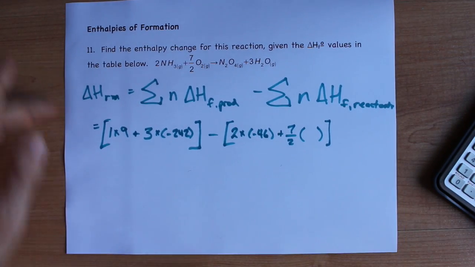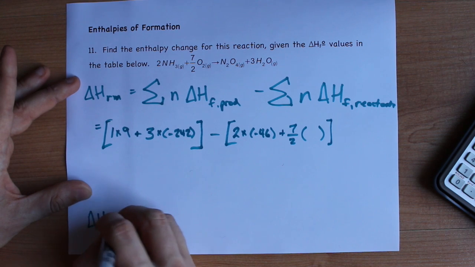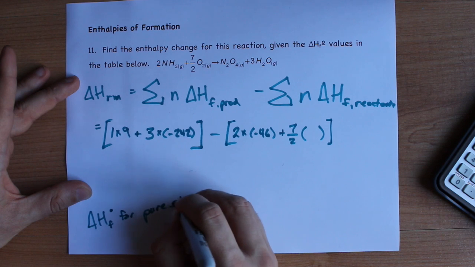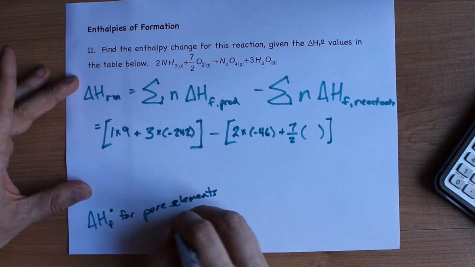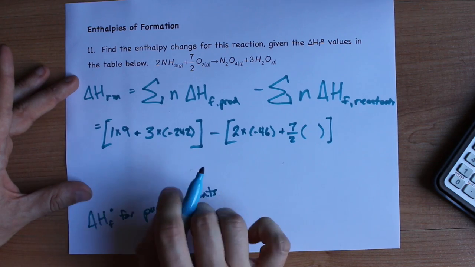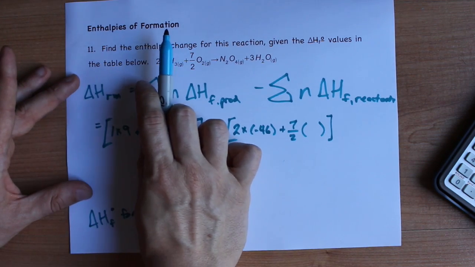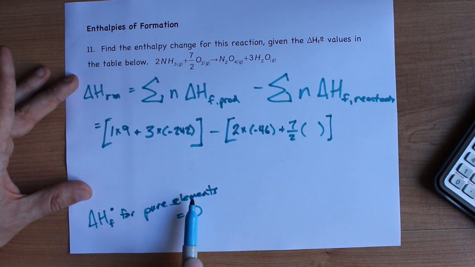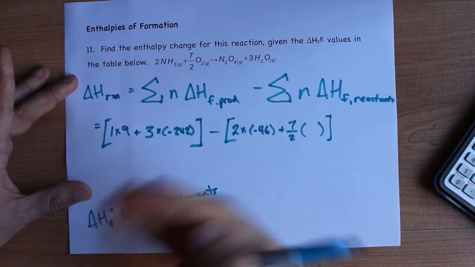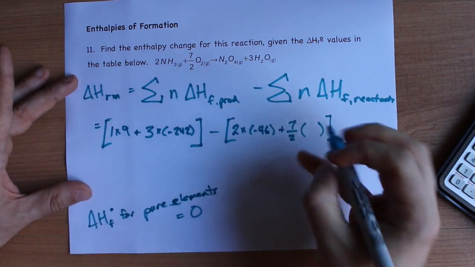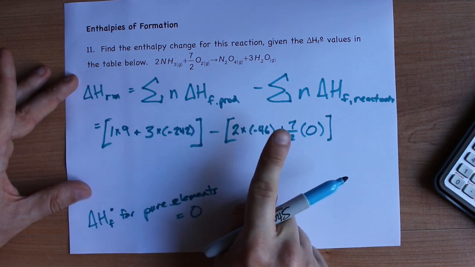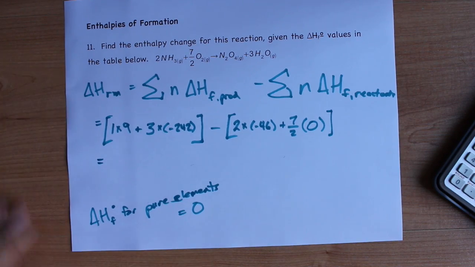Now you'll notice it's not written in the chart that I have here, and it's not really written in any delta HF chart, because delta HF for pure elements in their standard state is always zero by definition. In fact, enthalpy of formation is the amount of energy it takes to make something from its elements at standard state. So how much energy does it take to get O2 out of O2? The answer is zero. Delta HF for pure elements is always zero. Remember that. You'll need it. Then I just have to do the math.